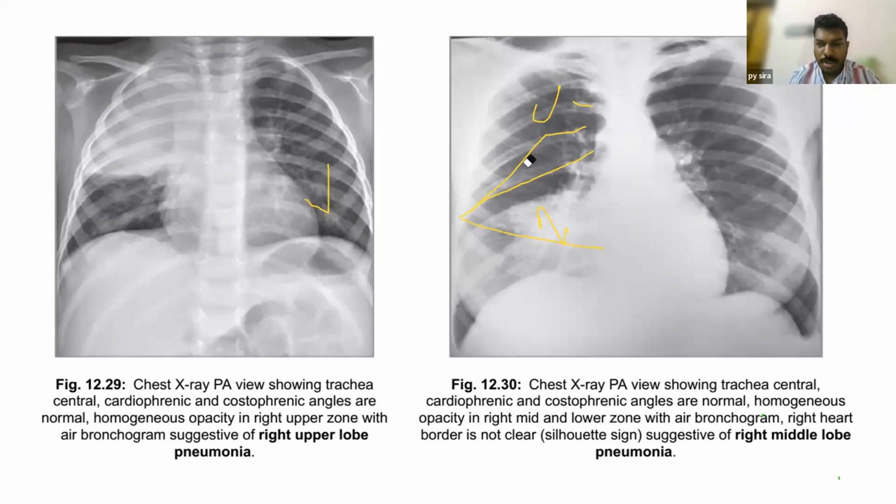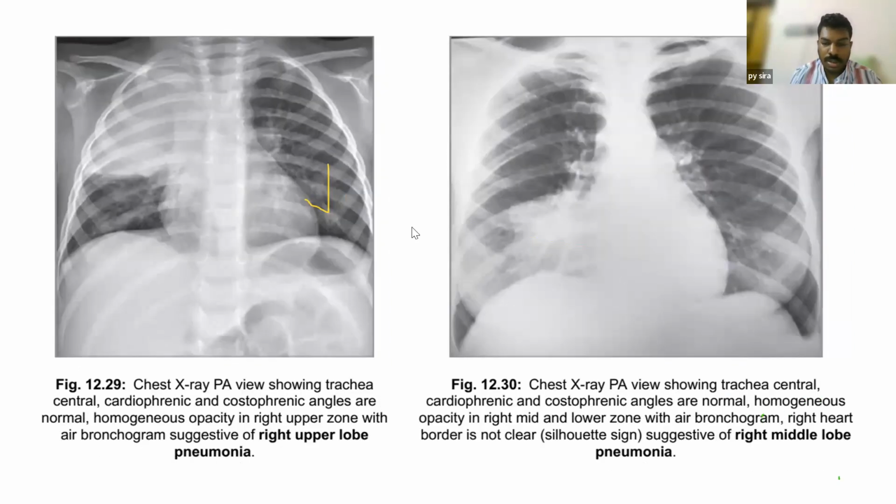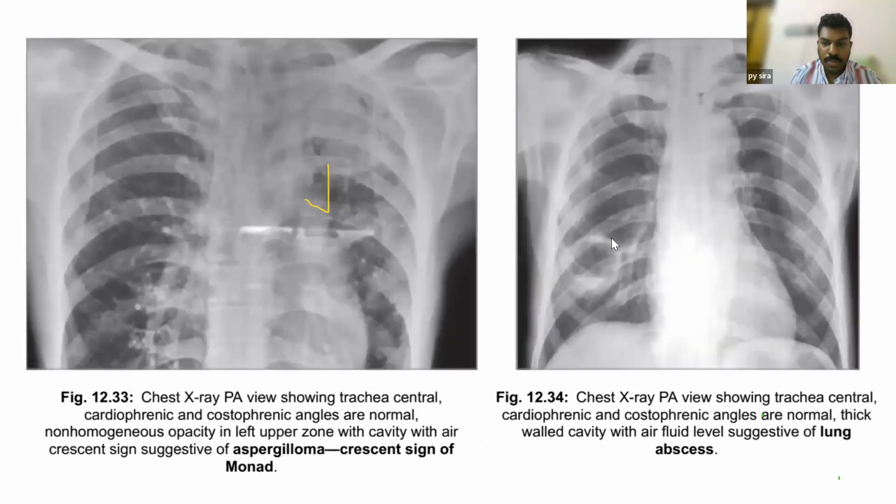An explanation is needed for how to see the surface marking and all, but that is beyond the scope of today's discussion. We'll discuss at some other time how to delineate the upper lobe, middle lobe, and lower lobe. Then next, and this one, is again pneumonia. Then what is this one? What is this X-ray? You can see the air fluid level, air and fluid. This is lung abscess.